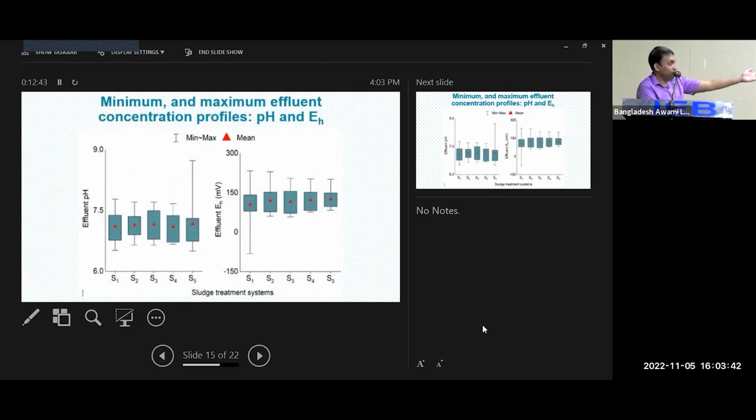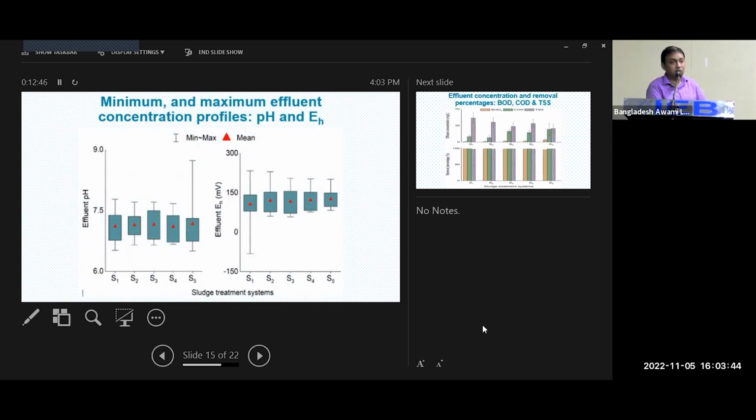Now we have found some result. I'm just presenting some result in brief. After the treated water came out from the wetland after 7 days, this is very much aerobic. You see the dissolved oxygen was in the very upper range, greater than 7 milligram per liter. So it indicates good treatment by the wetland.